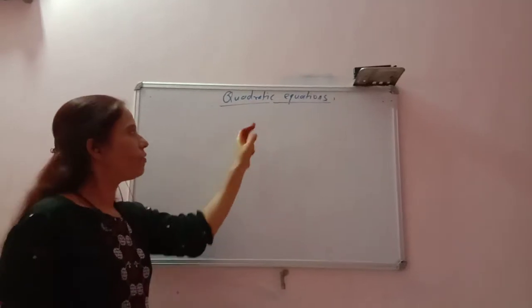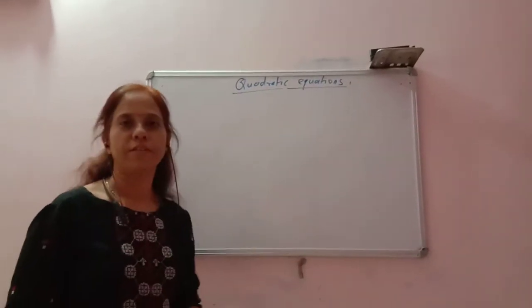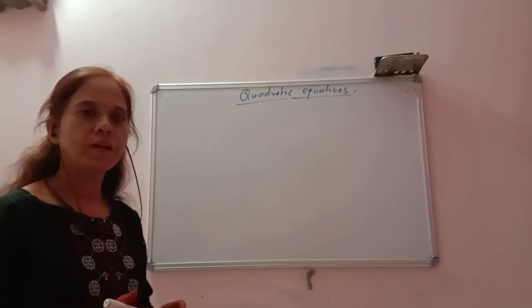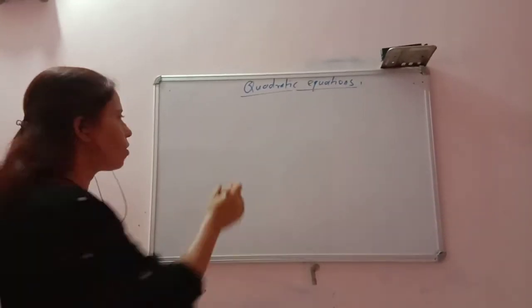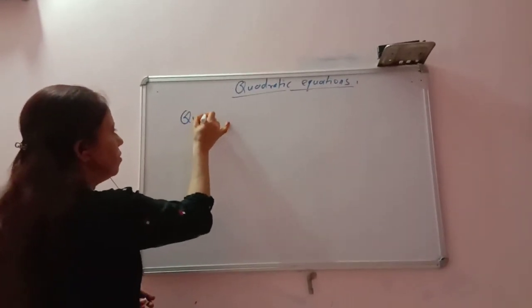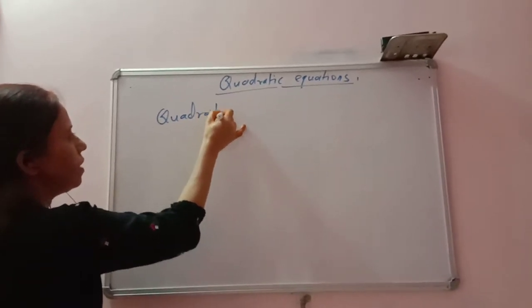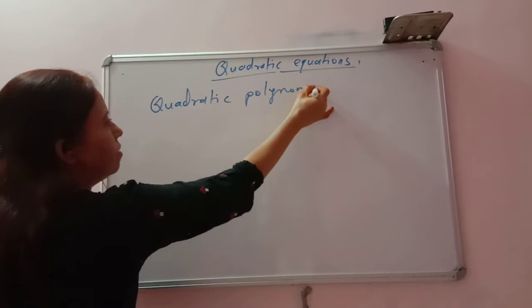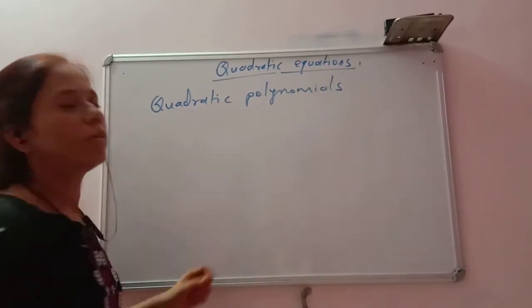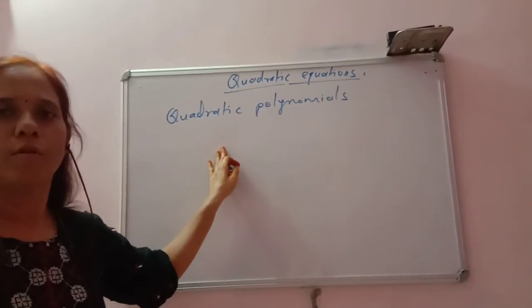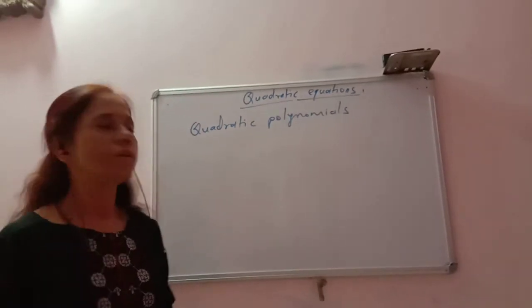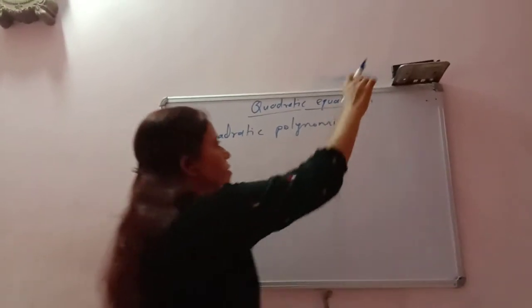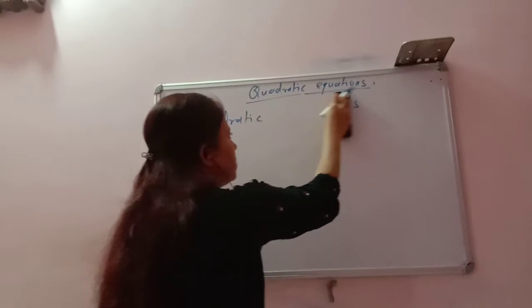Students, today we are going to study quadratic equations. Last year we studied quadratic polynomials. When we equate these quadratic polynomials to 0, then we get quadratic equations. So, what is meant by quadratic equations?